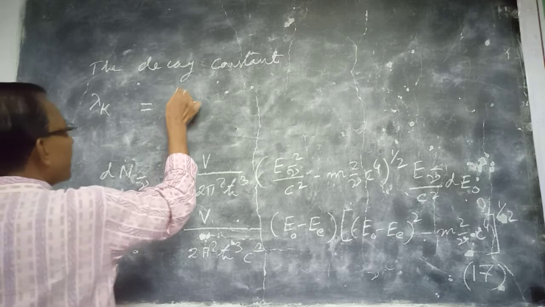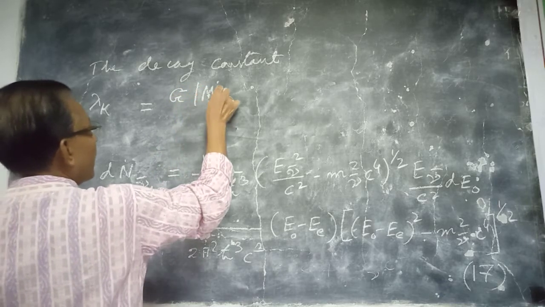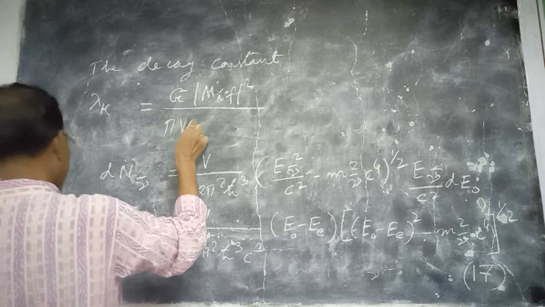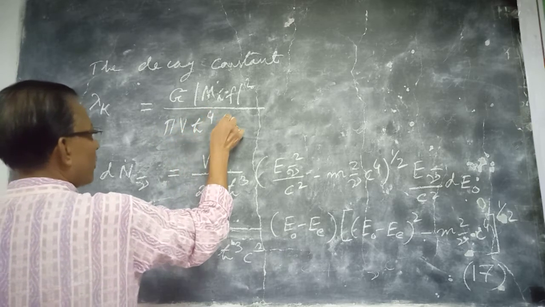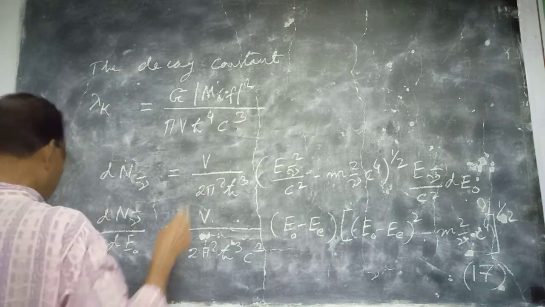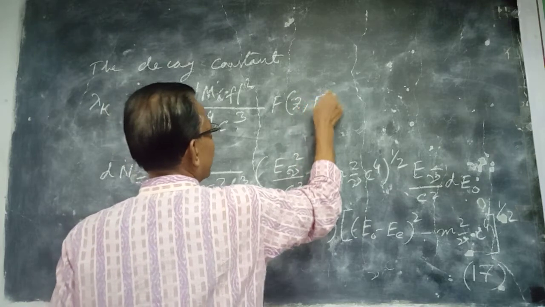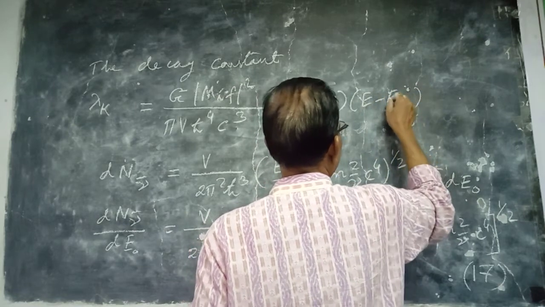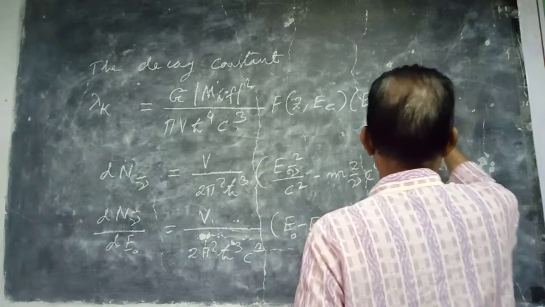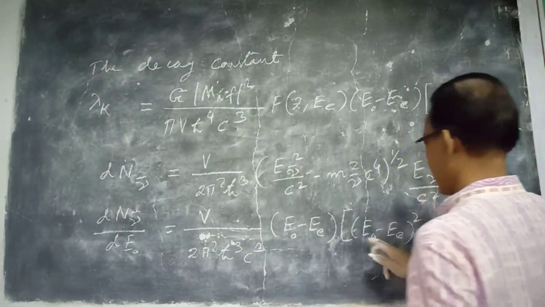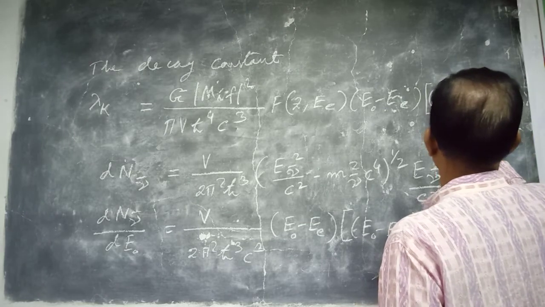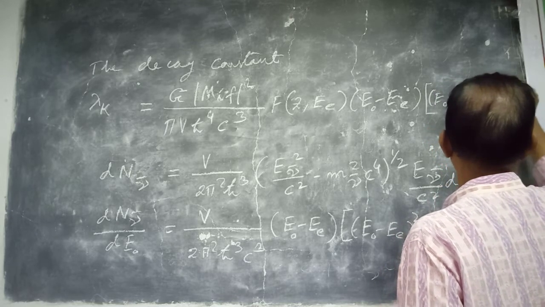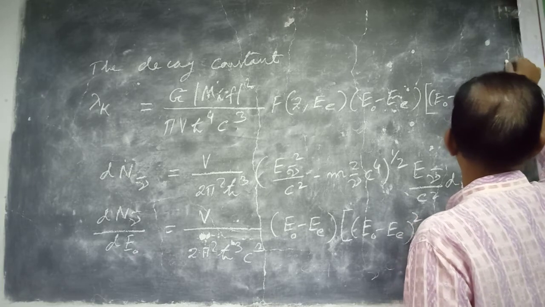If you substitute all these values, you get G M_if mod square by pi V h cross to the power 4 c cube, the Coulomb factor F(Z, E), and E0 minus E, this factor, E0 minus E whole square minus m nu bar square c to the power 4, to the power half.